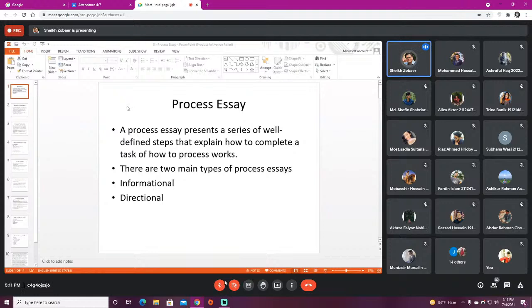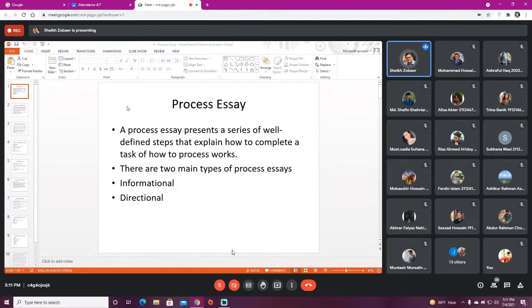Okay, so let's do process essay. We are going to make this section a bit interactive. We're going to do a sample essay outline. But before that, let's talk about what a process essay is and how to write it. A process essay is a kind of essay where your aim is to discuss how to do something.